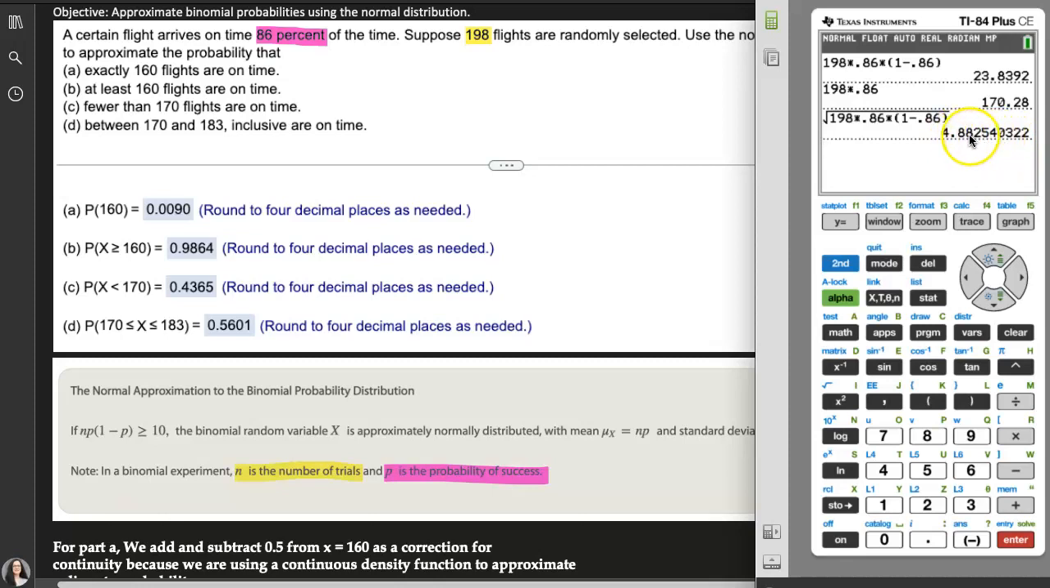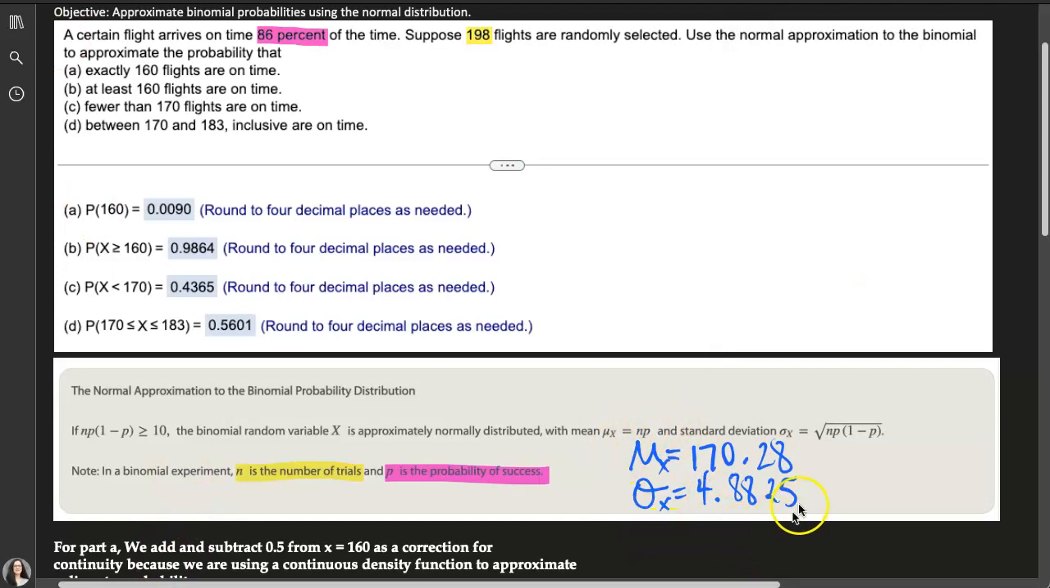I would try to be as precise as we can be here with the standard deviation. That could make a big difference in our next steps. So that's why I'm choosing to go 4 decimal places with that. Again, we'll just keep track of these two numbers as we proceed. Now let's get into these probabilities we're asked to find.